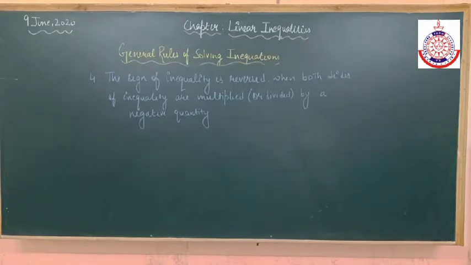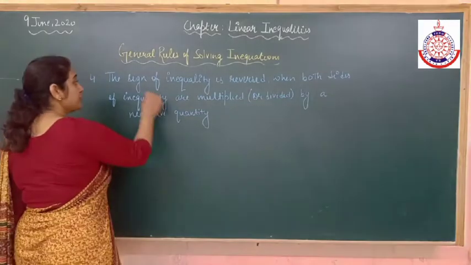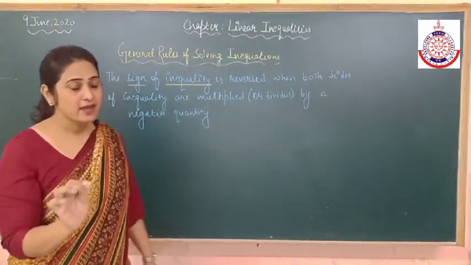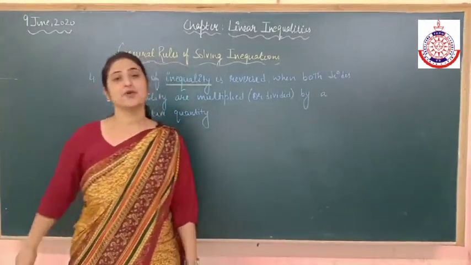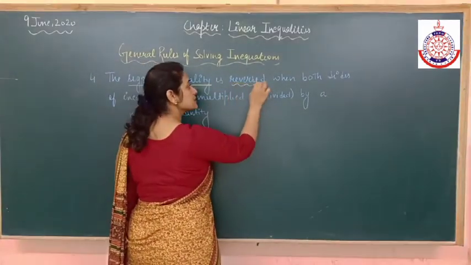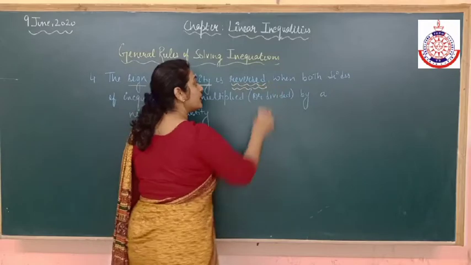Now, what happens when it is multiplied or divided by a negative number? The sign of inequality, again very important, is where children commit mistakes. The sign of inequality is reversed.